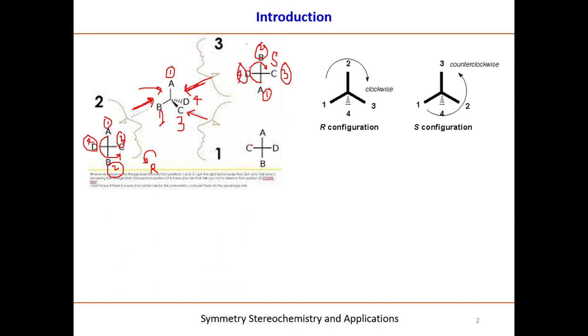Now let's talk about this one. So here 1, 2, 3 and 4, correct? And it will move in clockwise direction, again clockwise direction. That means because the lowest priority group is present on the horizontal line, then it will become S, counterclockwise direction, S. That means the configuration of this molecule is S.